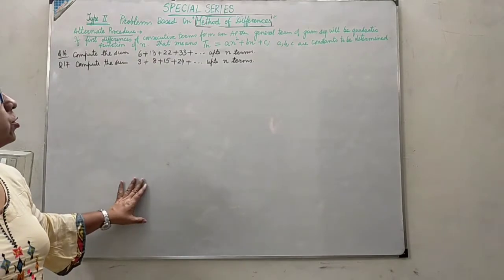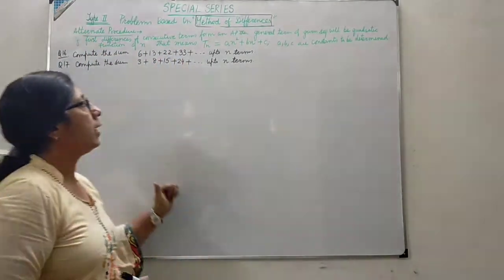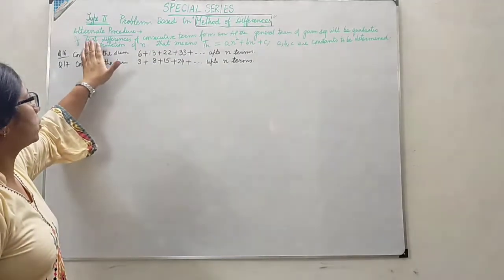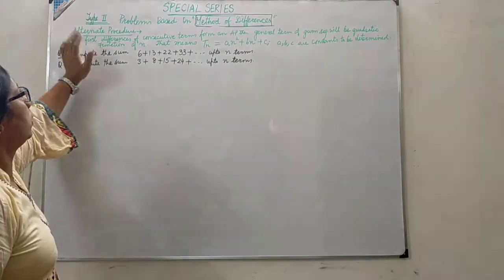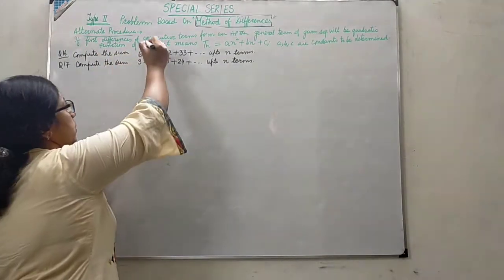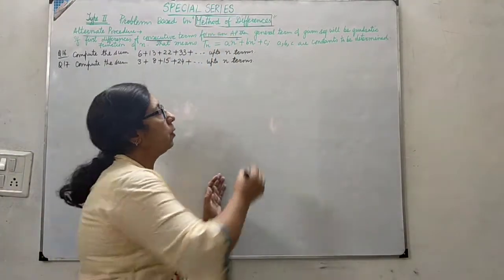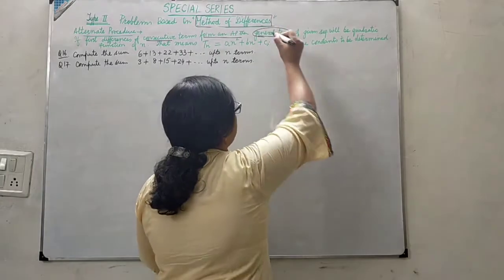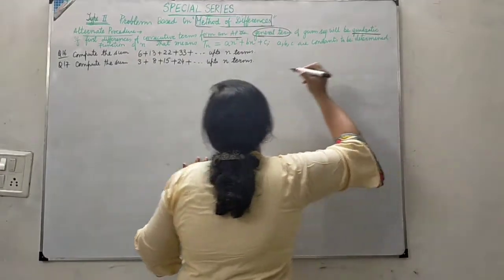In this second type of questions, where the problems were based on the method of differences, we have done the questions for differences in AP. Now there is an alternate procedure. If the first differences of consecutive terms form an AP, then the general term of the given sequence, which we were finding with the differences, will be a quadratic function.